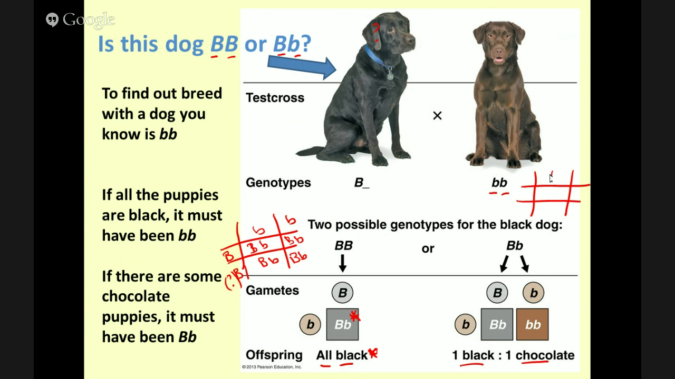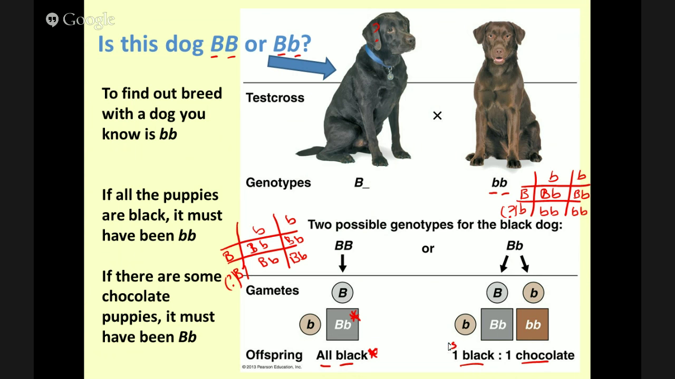And this time you're thinking, okay, here's my chocolate lab. And then this time I'm guessing that this guy is big B with a little b, but it's just a guess. But the puppies are going to tell you what the genetic code is, because this one's going to be big B, little b, this one's going to be big B, little b, this one's going to be little b, little b, this one's going to be little b, little b.